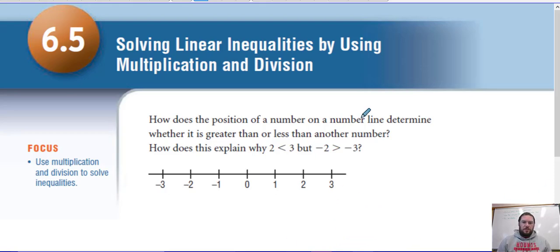So here I have an example. We have our number line here, and we're being asked, how does the position of a number on a number line determine whether it's greater or less than? We know this from graphing inequalities, that when you have a number that's further to the right, it gets greater, and when you have a number that's further to the left, it gets less than. Well, the same thing is true for negative numbers and positive numbers.